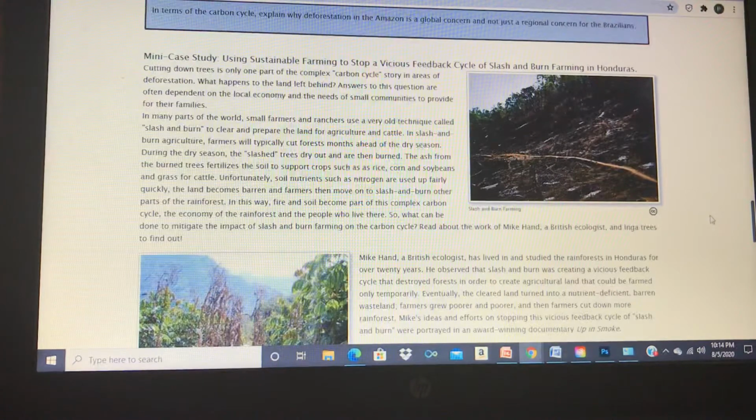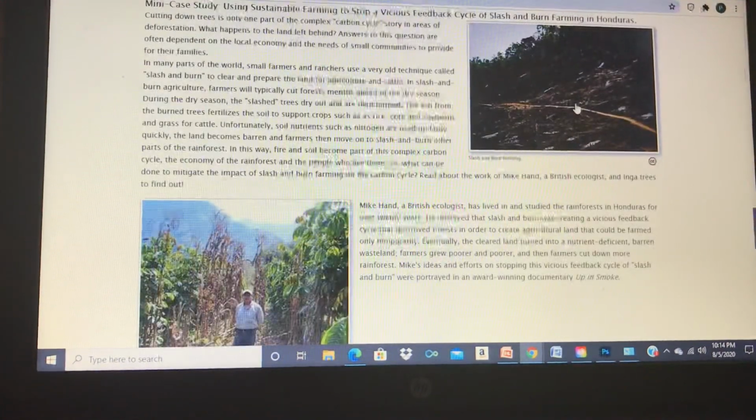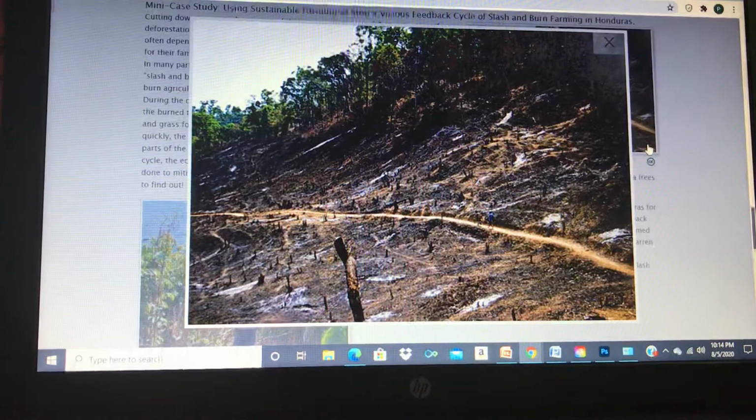And let's see here. Let's go down a little bit. So I just want to show you this picture here. So that's kind of what the slash and burn is. You can see there's people walking through there.